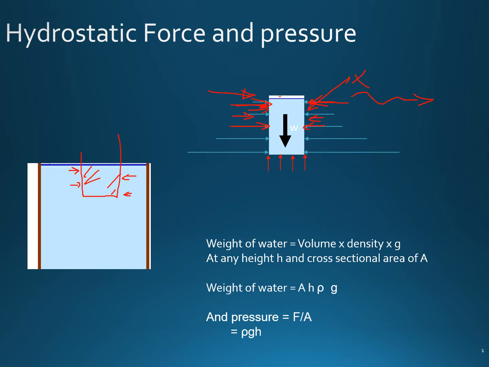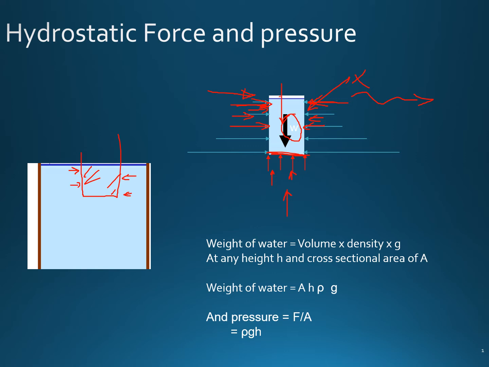And from the vertical direction, there is the weight of water, which is W, and the upward force acting on this body of water. So these are the two forces: the weight of water and the upward pressure force on that column of water. Now, what is the weight of water?